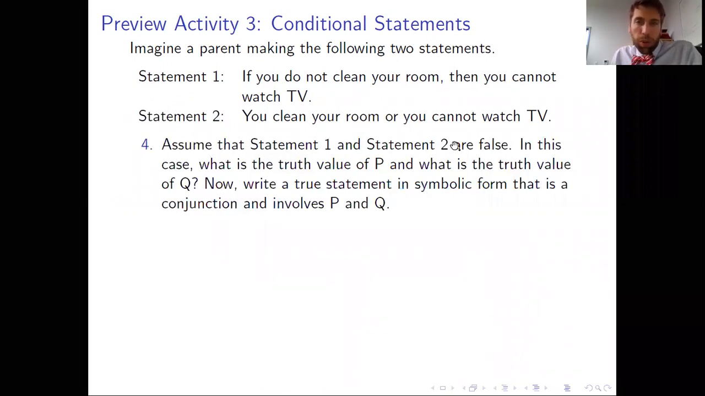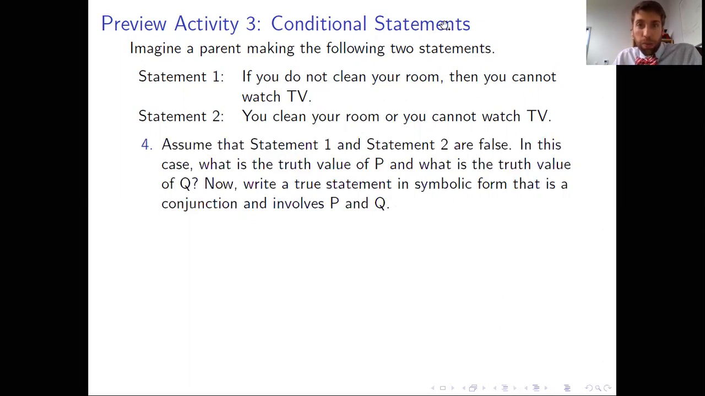So assume statement 1 and statement 2 are false. If this is the case, what is the truth value of P and what is the truth value of Q? If this were false, if the parent lied, which, it's really easy as a parent to level an empty threat and then not back it up because you're exhausted. So let's say this parent gave an empty threat and the kid pushed the limit and then no consequences. If the parent lied or didn't follow through, then that means the kid did not clean their room and yet got to watch TV.